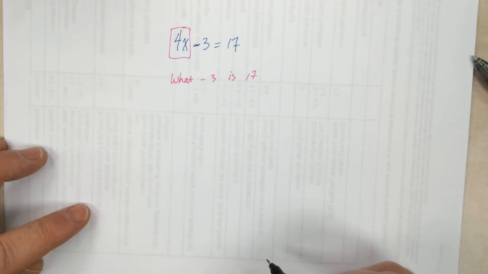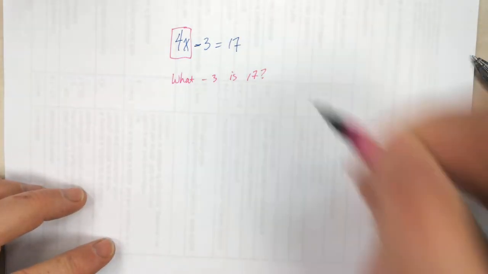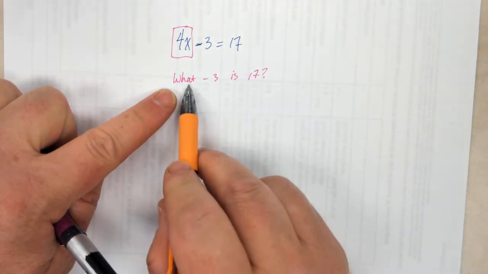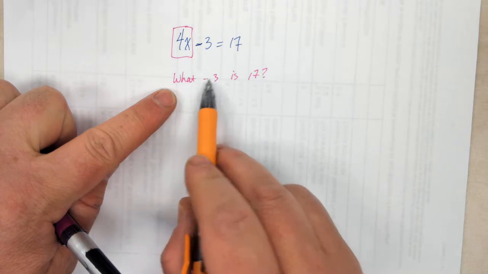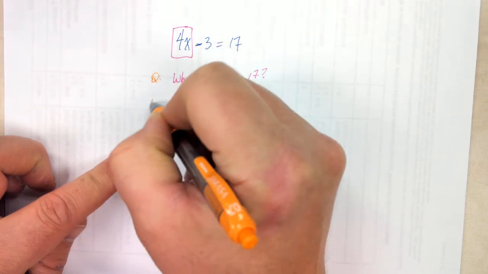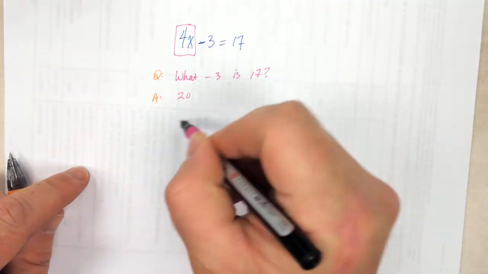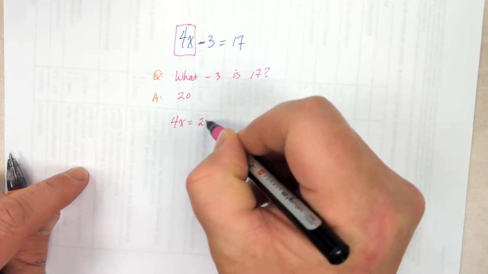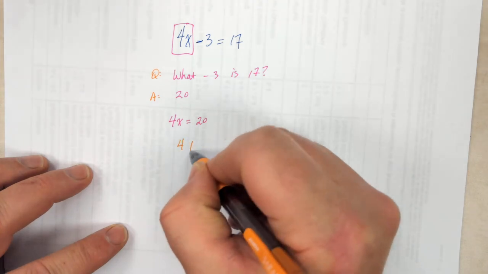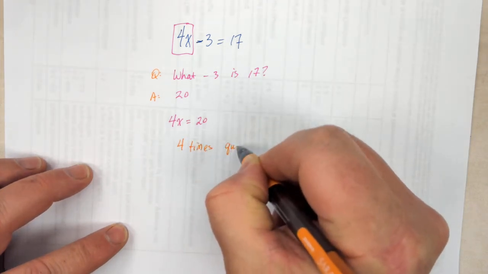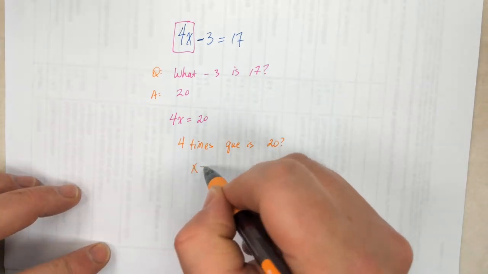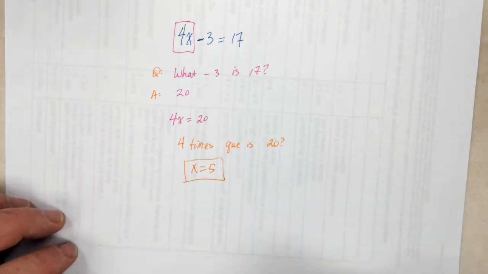The box method. That's right. So all you got to do is answer this question. And that what has to be 20, right? Because 20 minus 3 is 17. So this has to be 20. So the answer to this question is 20. So that means that 4 times x is 20. Now, this says 4 times what? And all you gotta do is answer the question. 5. Now let's check it.